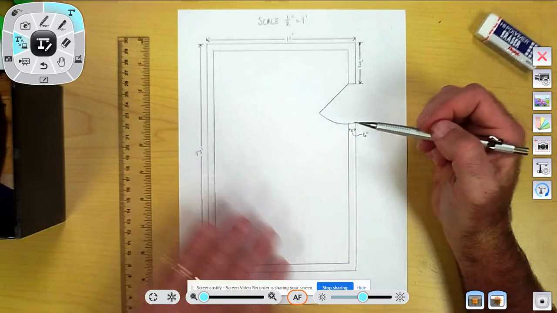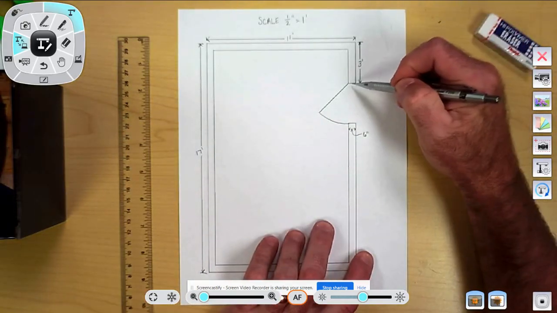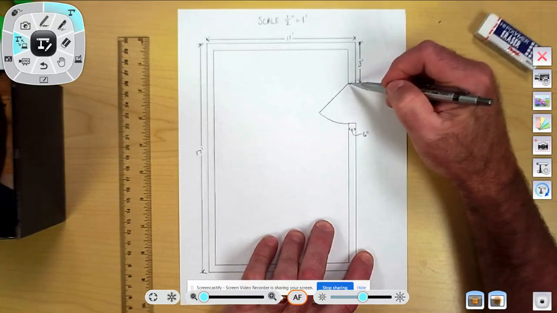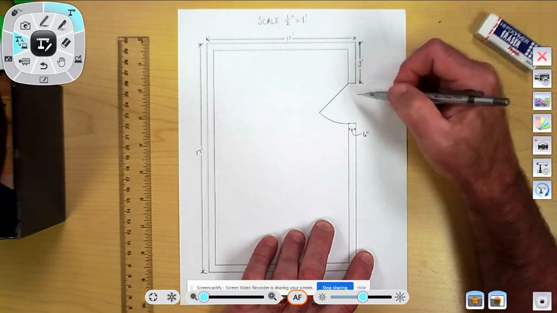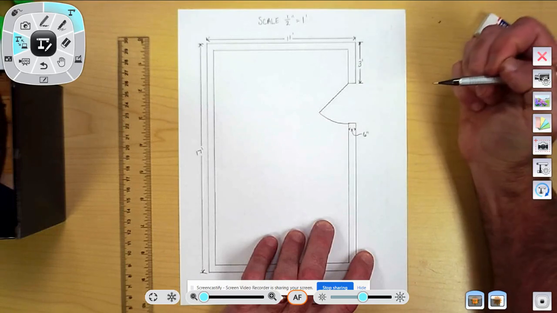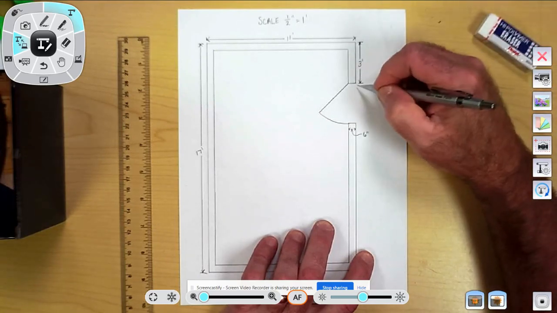Okay. So what this tells us is that in this bedroom, we have the door hinge on the inside of the room. Okay. And the door hinge is going to be on this side. And as you walk in, the door is going to swing into the room. Okay. If we wanted it to swing outward, we could draw it like this over here.